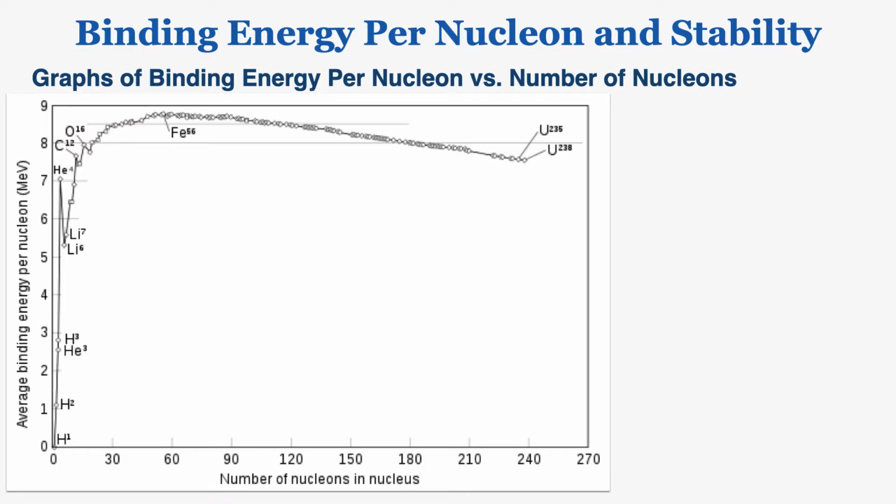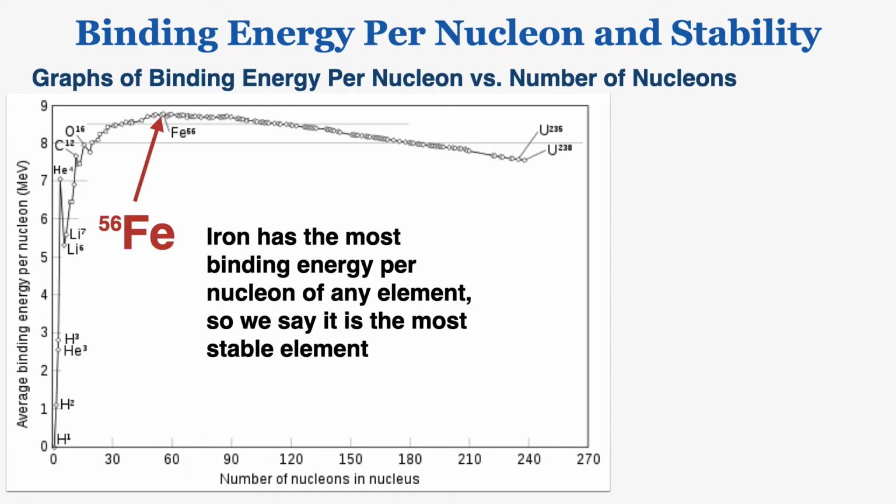If I expand this graph to include all elements, this is the general shape that appears. Understanding this shape is going to be really important going forward. One important thing I want you to notice is that the binding energy per nucleon generally increases as you go up the number of nucleons until you get to iron-56, Fe-56 specifically. Iron has the very most binding energy per nucleon of any element, so we say it is the most stable element. Remember, the more binding energy per nucleon an element has, the more stable it is.